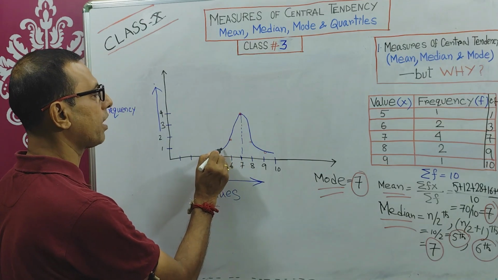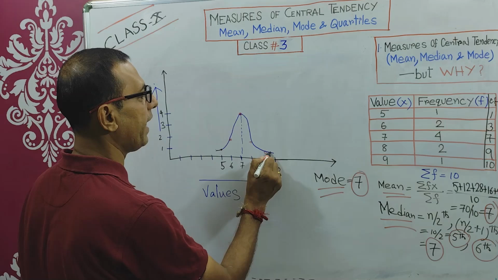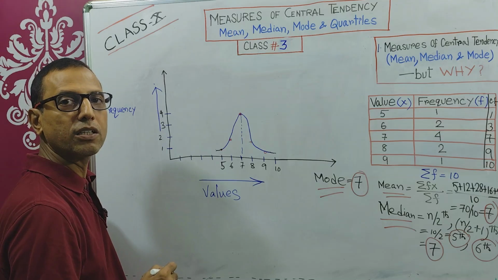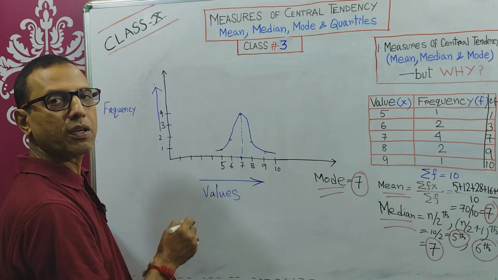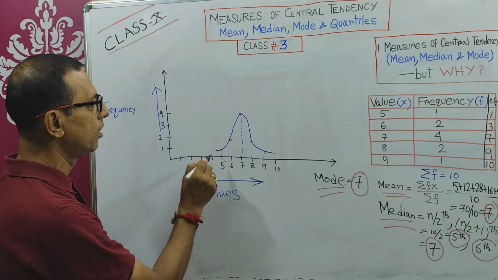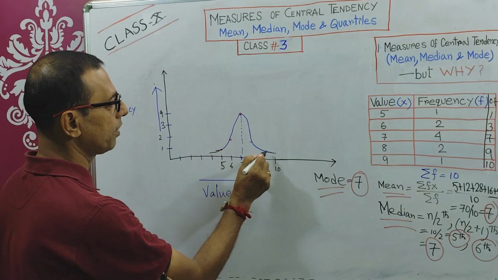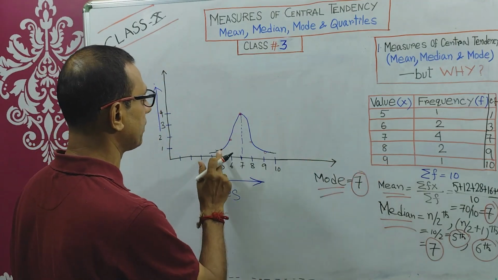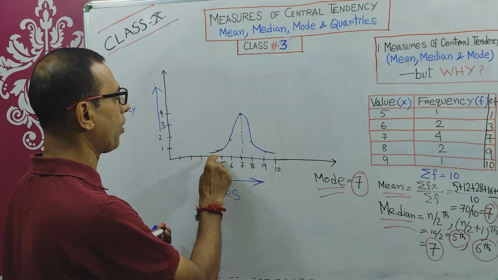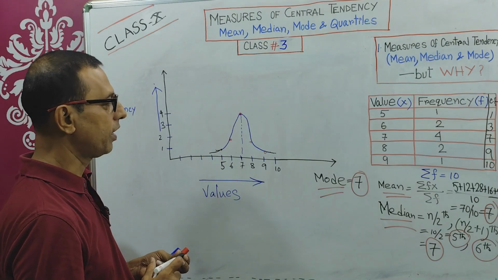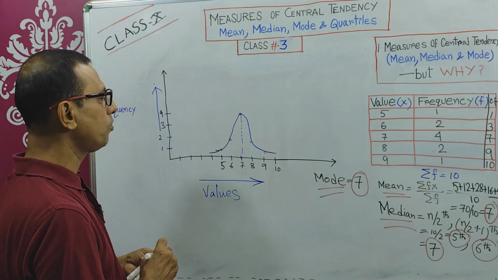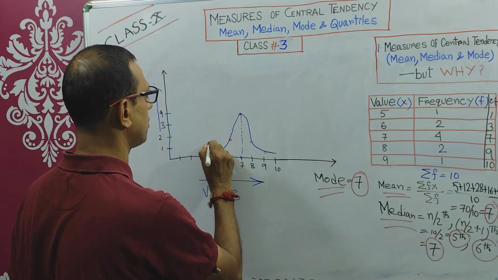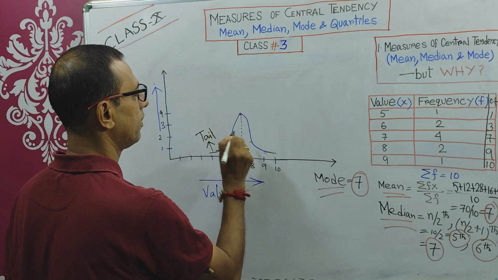In this representation, the portion coming at the bottom is called the tail. It will never meet the x-axis, because in that case the frequency would be 0, and an observation with no frequency doesn't make any sense. So it will go like this. How the tail extends depends on the number of observations. Here we can see the tail is up to this point, that is 1, and here it will end. If your values extend, then these two portions are called tails.